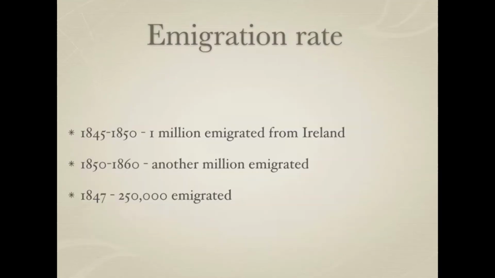Now, during the famine, the emigration rate exploded. It increased hugely. Between the years of 1845 and 1850, 1 million people emigrated from Ireland during those 5 years. Between the years 1850 and 1860, another million people emigrated. So we had 5 years in the first one, and we also had 10 years here.